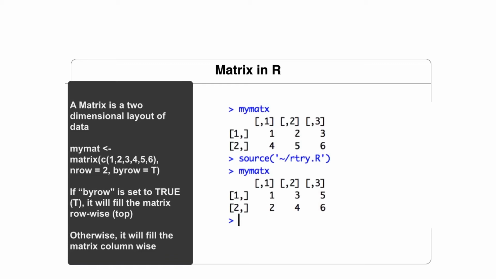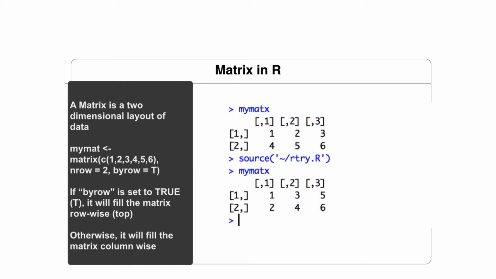And then you specify how many rows you want. In this case, we want only 2 rows, and then we organize the information in the form of rows. So if it is 1, 2, 3, 4, 5, 6, and if you organize it by rows, in the first row we'll put the first 3 numbers because we need only 2 rows. So in the first row we'll have 3 columns, 1, 2, 3, and in the second row we'll have another 3 columns, 4, 5, 6.